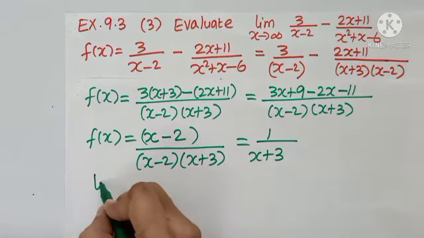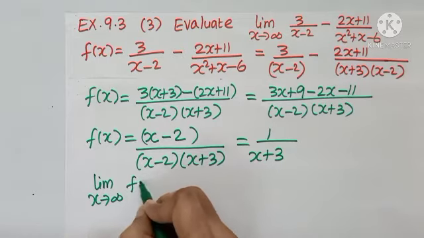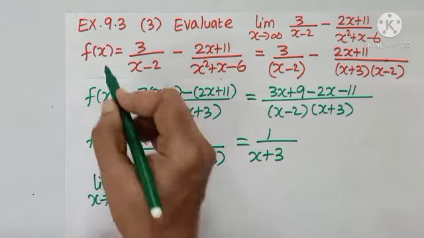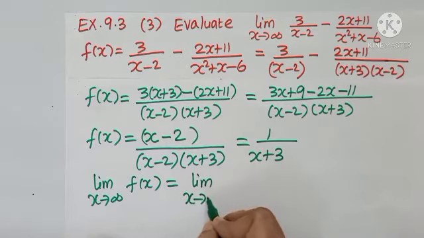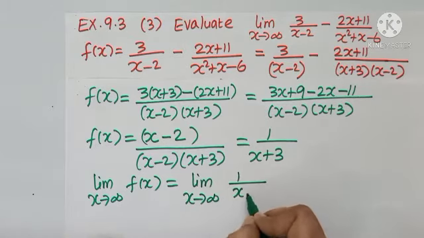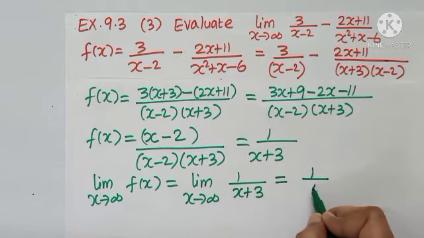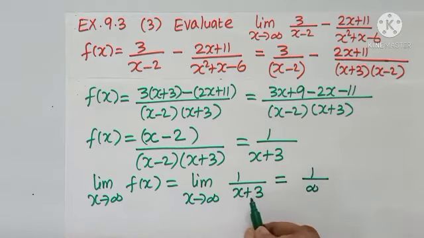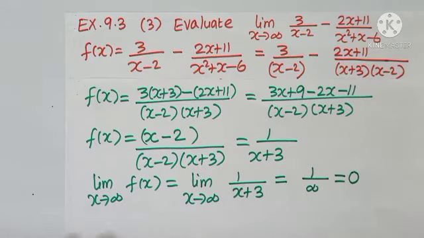My question is to find the limit as x tends to infinity of f of x. F of x is now simplified, so the limit as x tends to infinity of 1 by x plus 3. And my answer is 1 by infinity, since infinity plus 3 is infinity. My answer is 0.